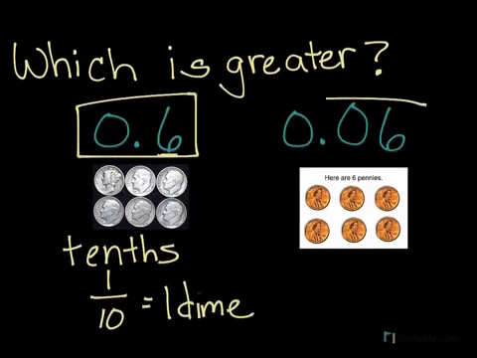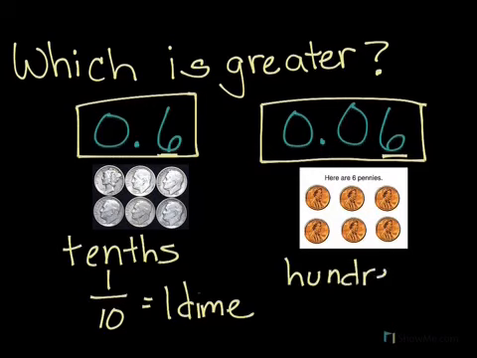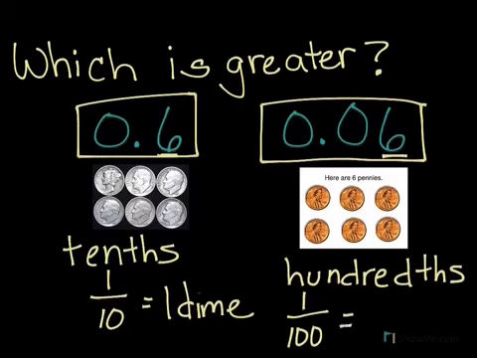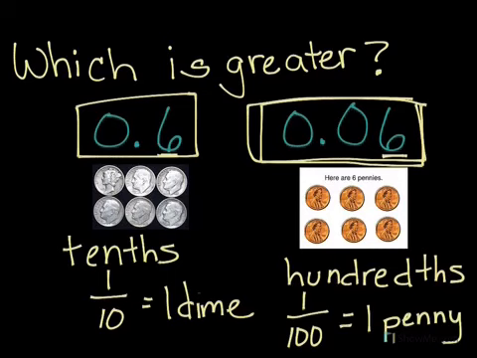Our next decimal has a 6 in the hundredths place. 1 penny is equal to 1/100th because it takes 100 pennies to make a whole dollar. So 1/100th is equal to 1 penny. So literally, 6/100ths is the same as 6 pennies.